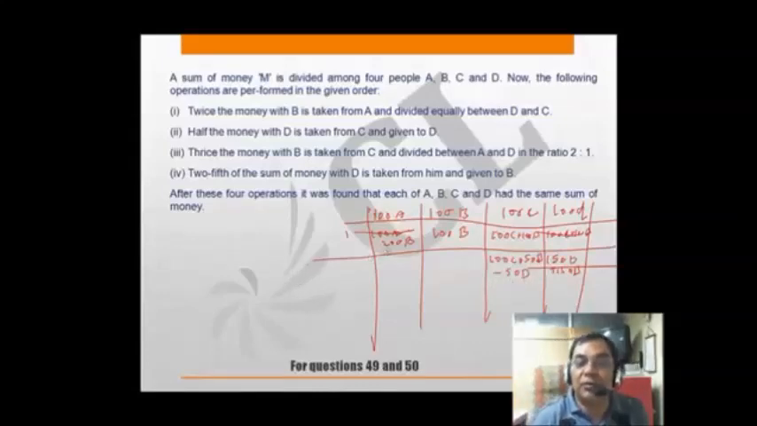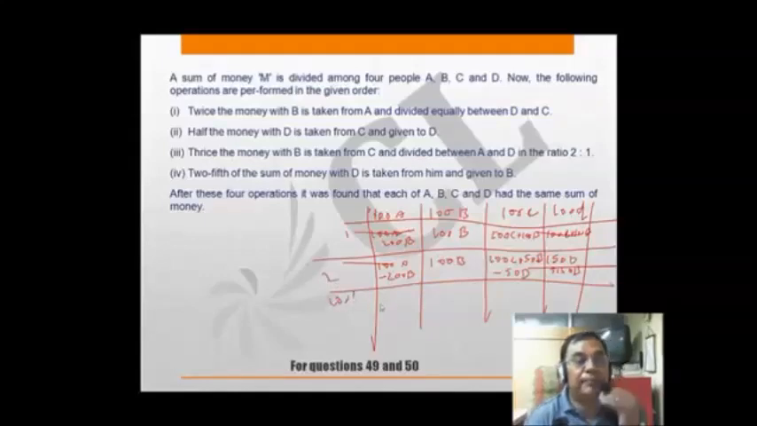After the second round, this will remain 100B, this will remain 100A minus 200B. After the third round, thrice the money with B's between A and D, the ratio 2:1. So it again becomes 100A because he gets 200B.